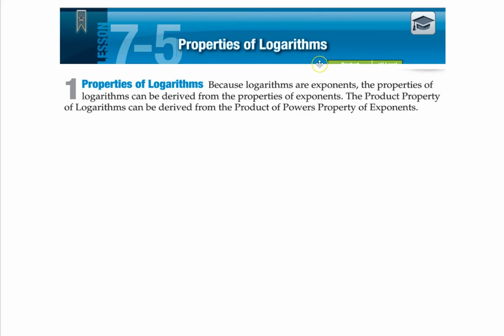7.5 Properties of logarithms. The goal of this lesson is to understand the properties of logarithms and use them to solve log equations. It's kind of a combination of the last lesson and new stuff. So let's go over some of the log properties, some of the famous ones.